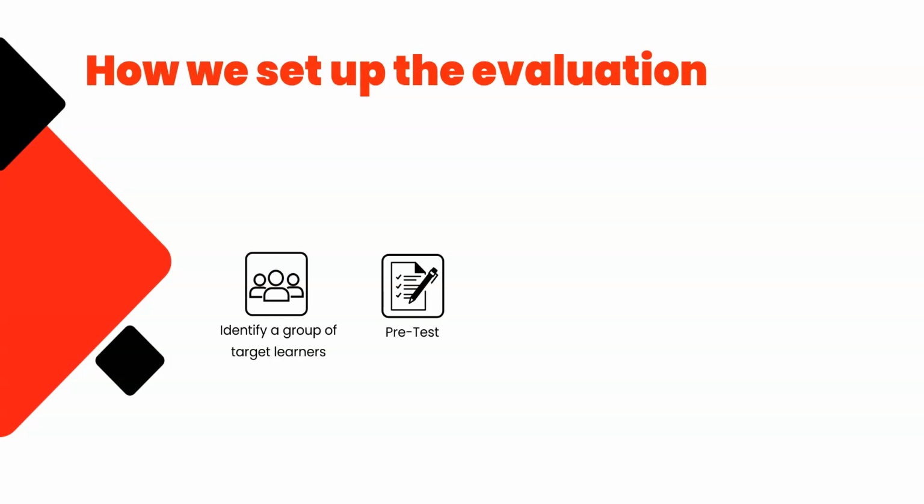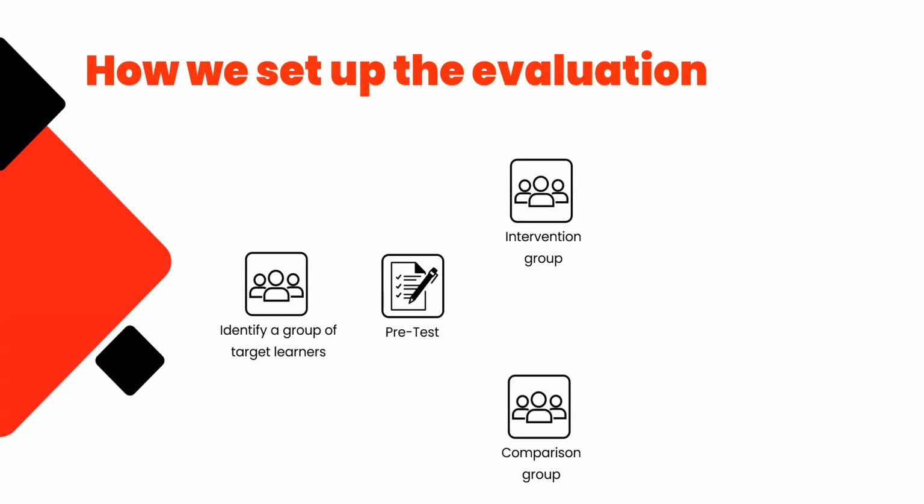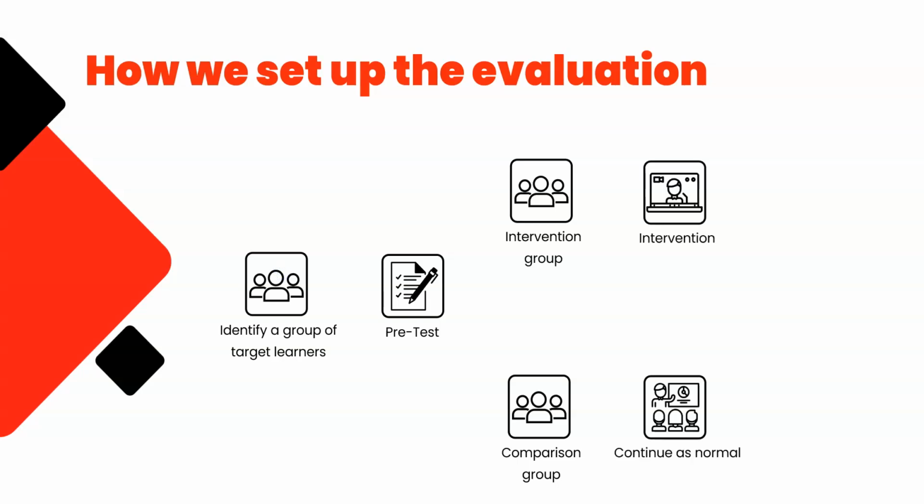You then complete the pre-test with all the learners, and then the What Worked Teachers platform will randomly allocate these into the intervention and the comparison group. For the duration of the trial, the intervention group will receive the intervention and the comparison will continue as business as normal.